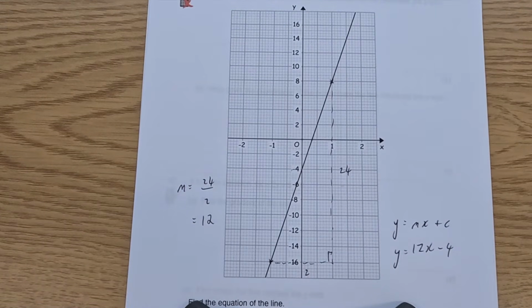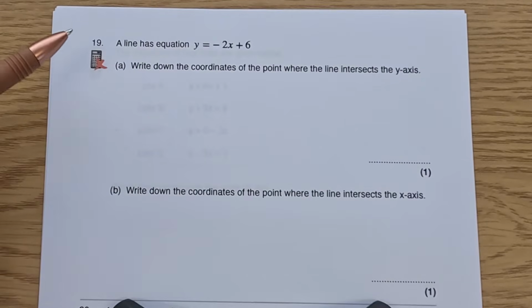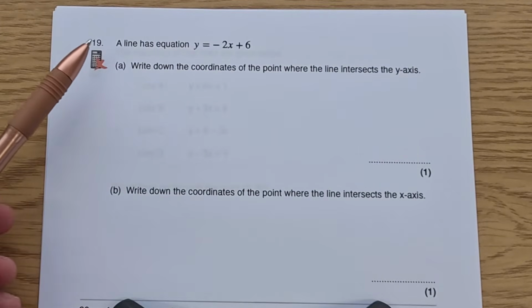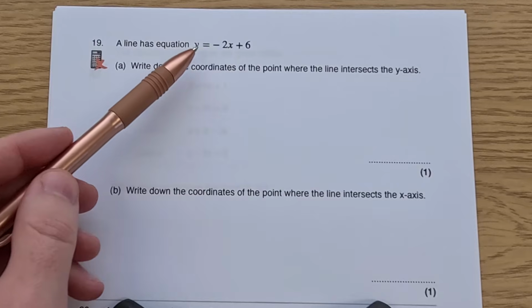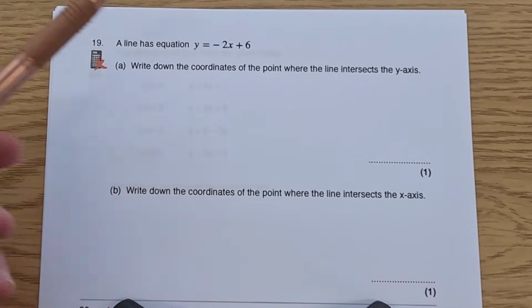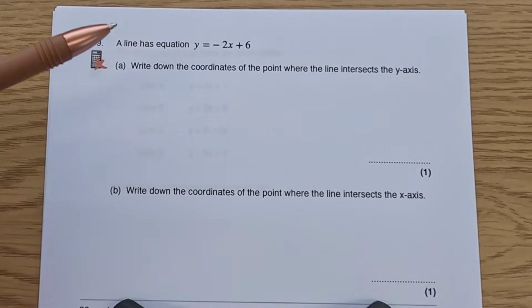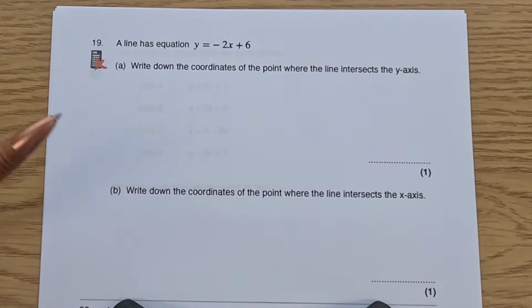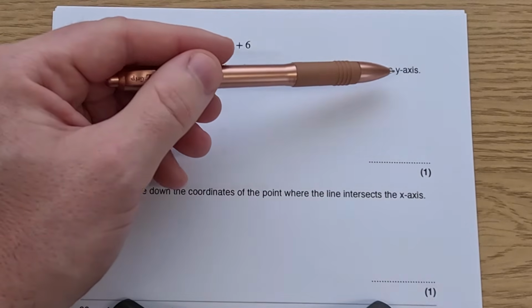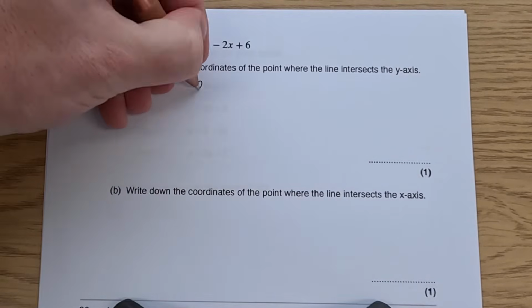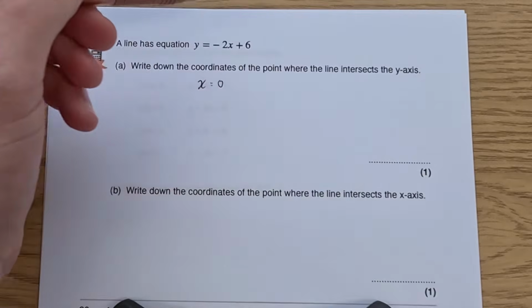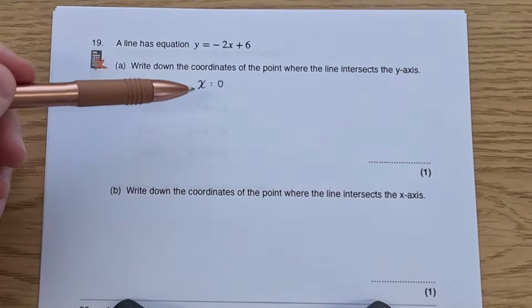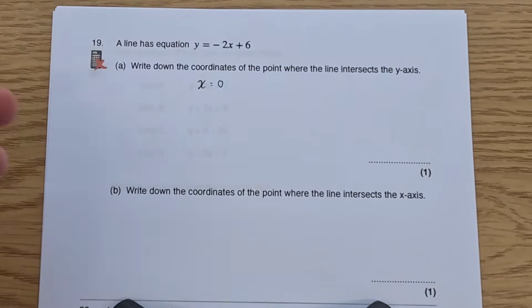Okay, let's look at our next question, question number 19. We've been given the equation of a line, y equals minus 2x plus 6. Part A is to find the coordinates of the point where it crosses the y-axis, and part B is to find the coordinates of the point where the line crosses the x-axis. To find where a line crosses the y-axis, you let x equal 0, because if you think about it, it's 0 across.